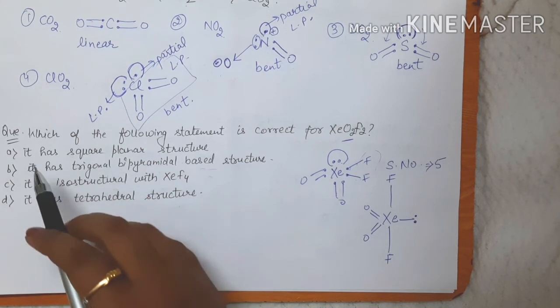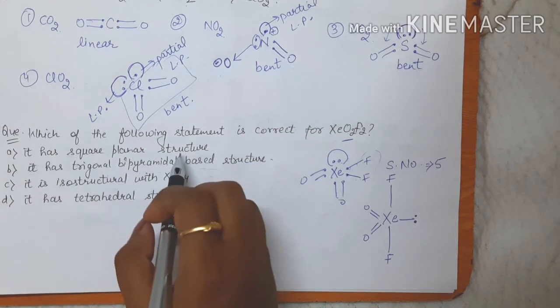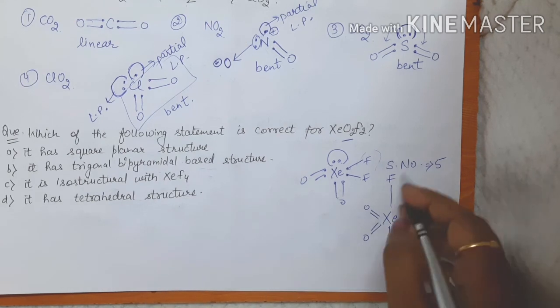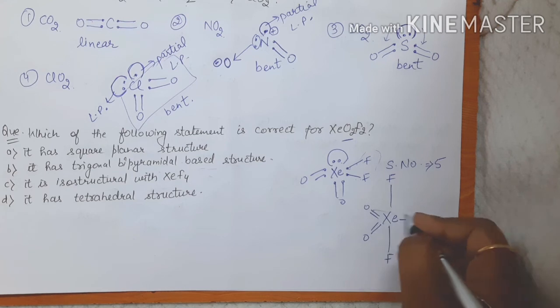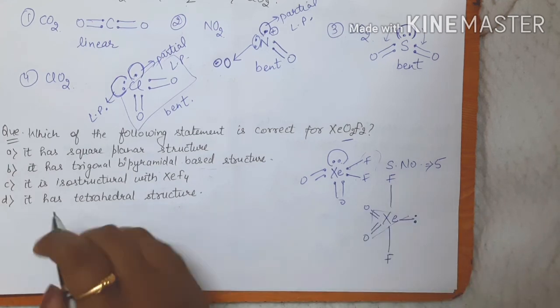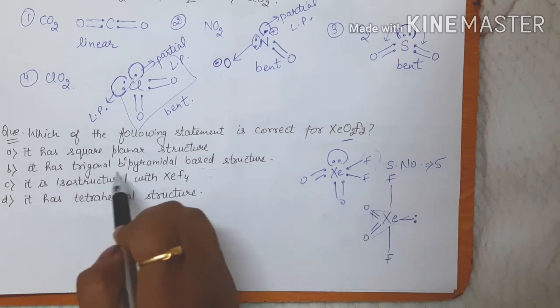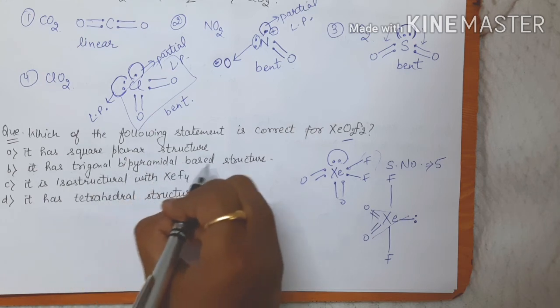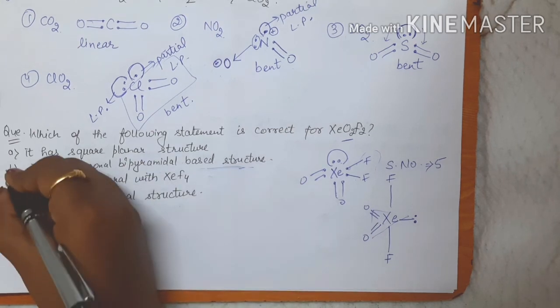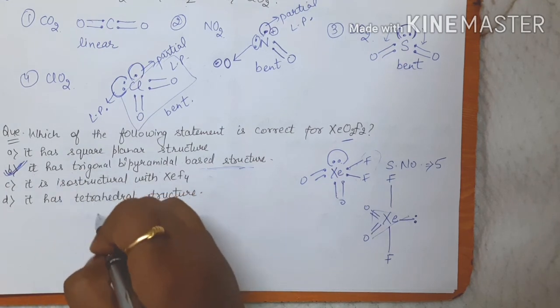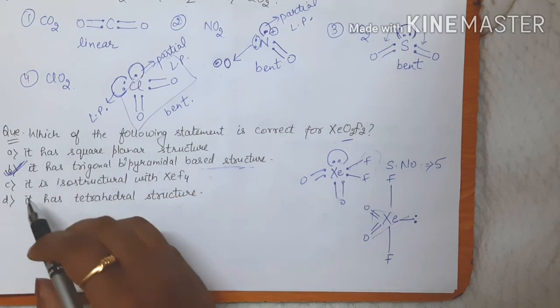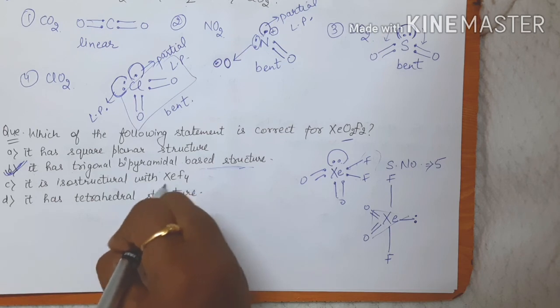First statement is that it has a square planar structure. No, it does not have a square planar structure. It has a trigonal bipyramidal based structure. Right? Now next, it has a trigonal bipyramidal based structure. This is the correct option, but still we'll look at these 2 options also. It is isostructural with XeF4.